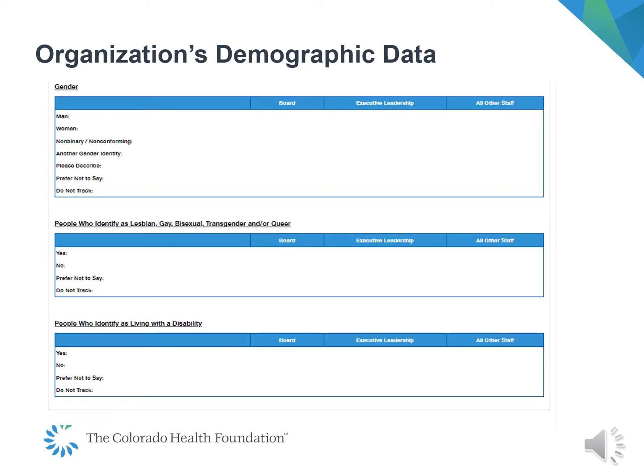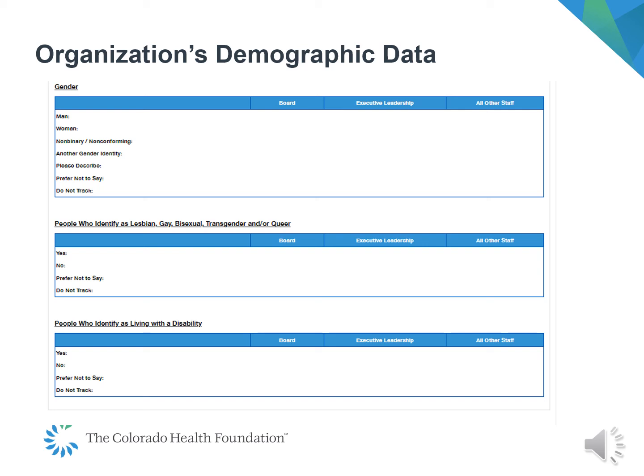When you reach this portion of the application, you'll see that we are requesting information about your board of directors, executive leadership, and other staff. Demographic data requested includes identification related to race and ethnicity, gender, sexual orientation, and disability. There is also an option to share additional demographic data that does not fall within these categories. We recognize that your organization may not collect all of this information. You may collect some, and your data may be incomplete. That's okay. We ask that you do your best to provide the information that you do have.